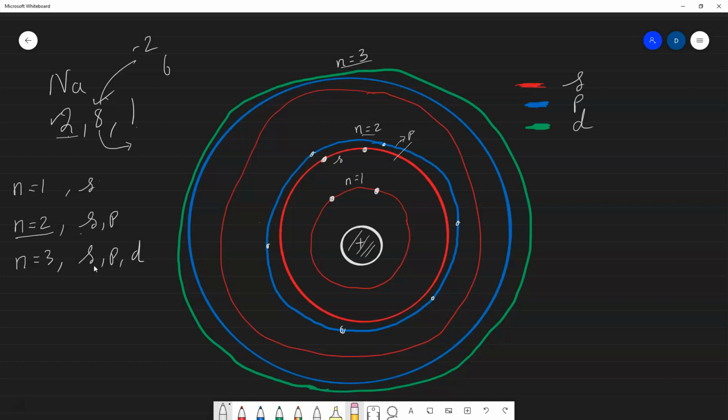Okay. The next one is the remaining 1 electron of sodium. So we know that in the third shell there are 3 subshells. You've got S, the blue one P, and the green one D. But you can see here the red one. I'm going to explain this in detail in a later part of the video. For now, just an introduction. See, the S subshell is nearer to the nucleus compared to the P subshell or the D subshell.